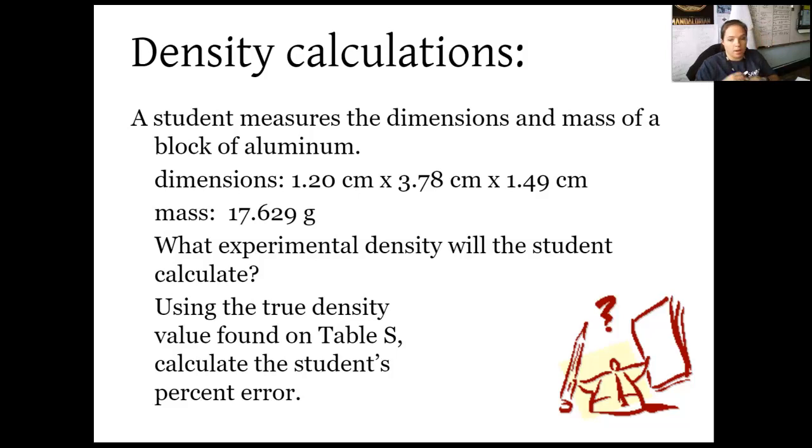All right, we're doing some percent error. Using the true density, find the percent error. True density of an element can be found on table S. So you're going to look down here in the names. You're going to look for aluminum. It's number 13, followed across to density, 2.70 grams per centimeters cubed.